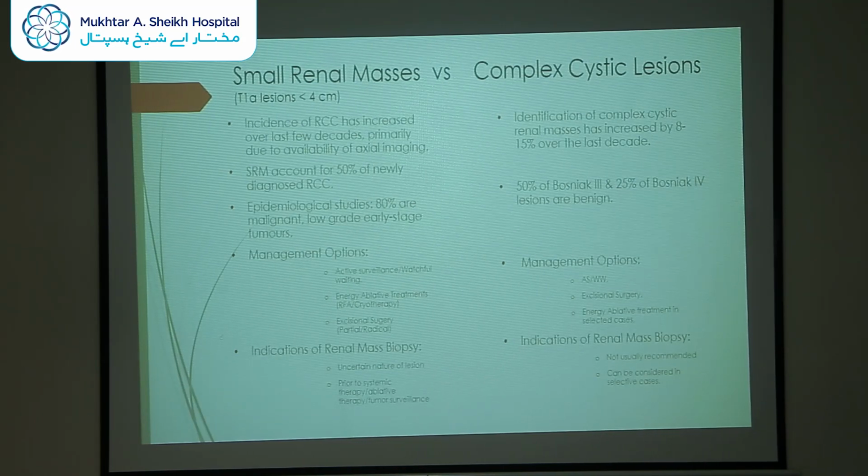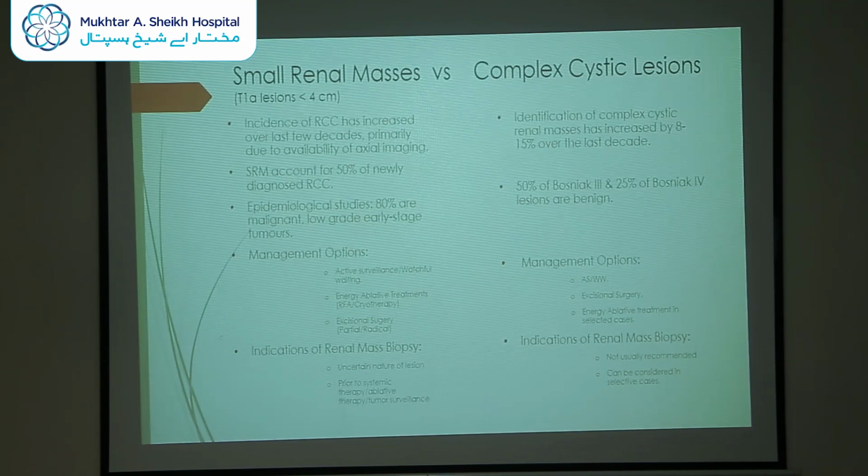Indication of the renal mass biopsy: uncertain nature of lesion prior to systemic therapy, ablative therapy, and tumor surveillance. So for tumor surveillance, we want to diagnose the nature of the lesion, whether it is benign or malignant. If we are going to put the patient on active surveillance, we should know about the nature of the lesions.